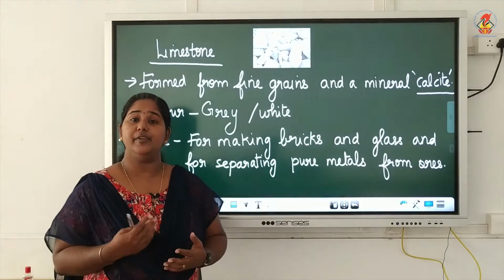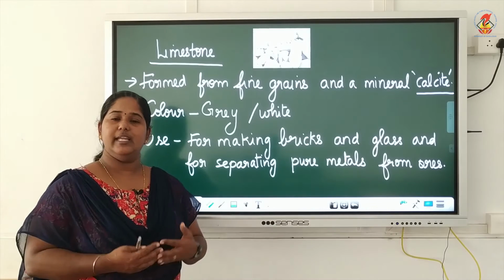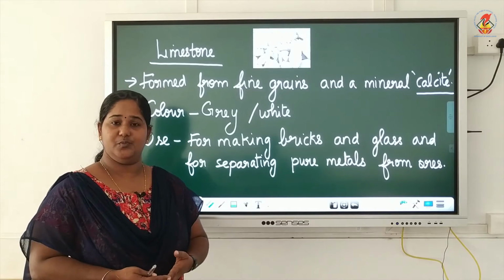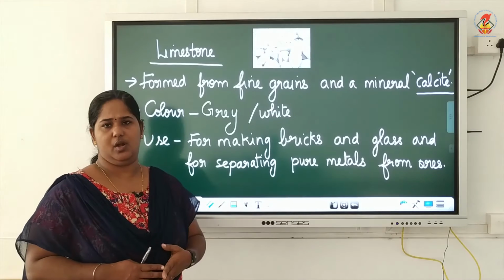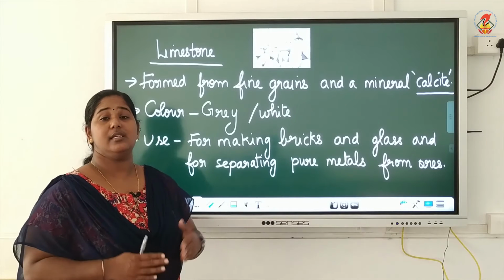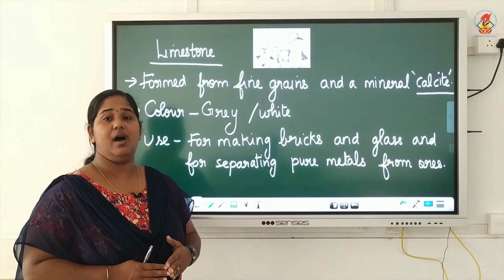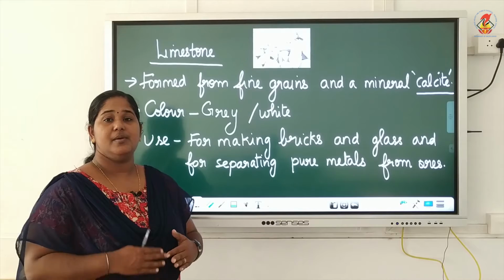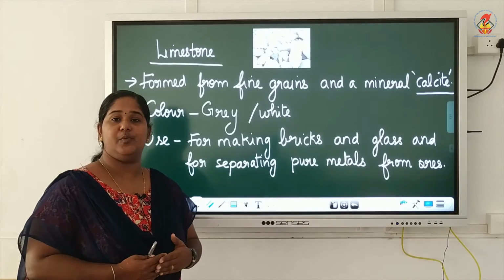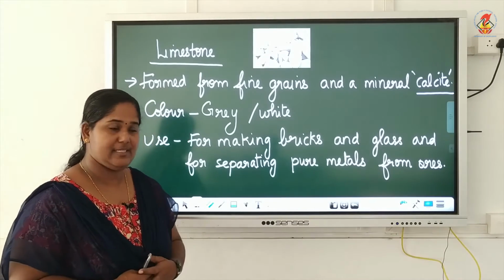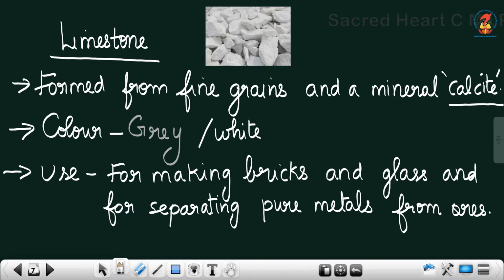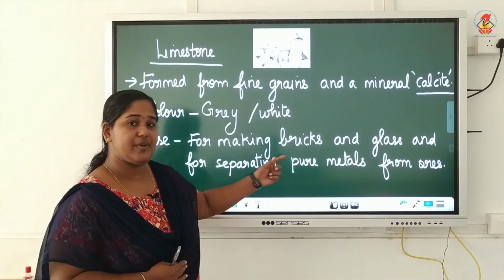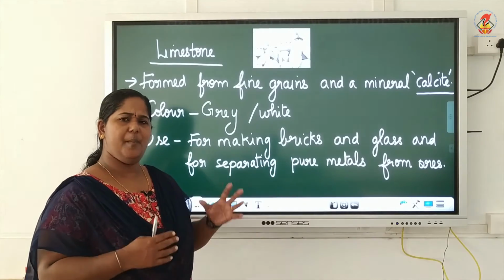Even the chalk that we use in our schools is made up of limestone. Which color is it? White color. You have different colors of chalk also. So chalk contains fine particles of sediments that are cemented up with the help of calcite. It is used for making bricks and glass and to separate pure metals from their ores. Pure metals from their ores.